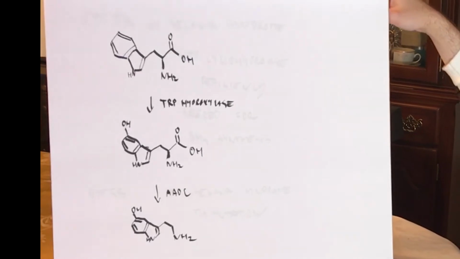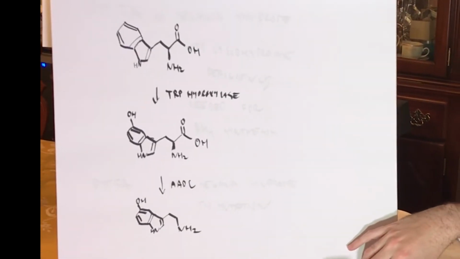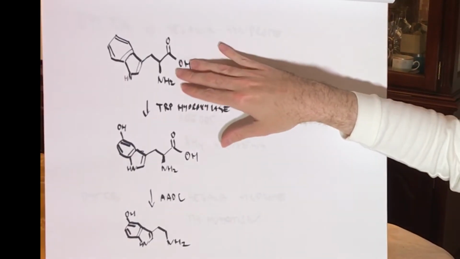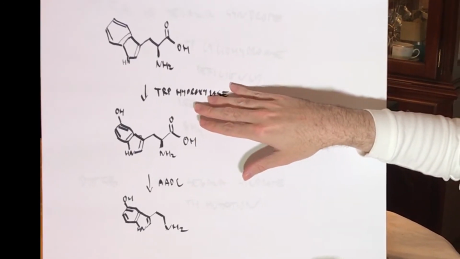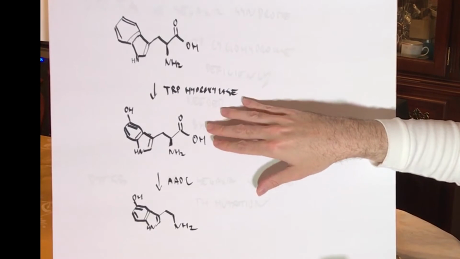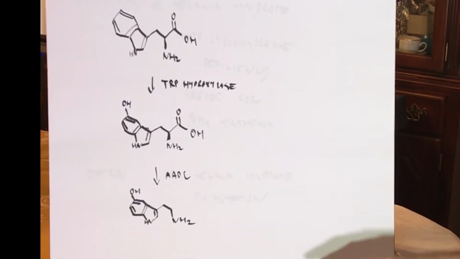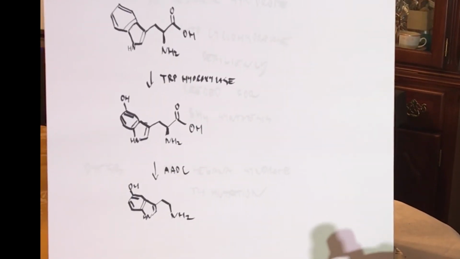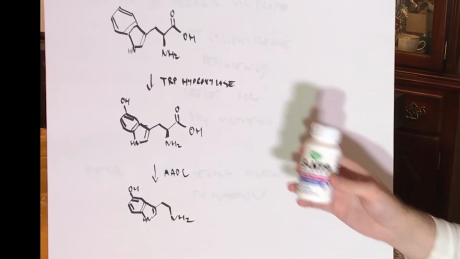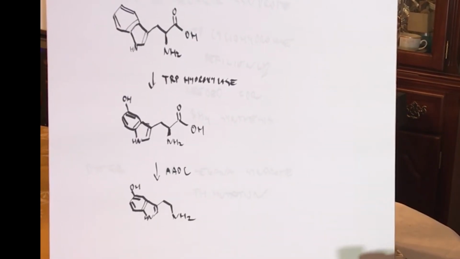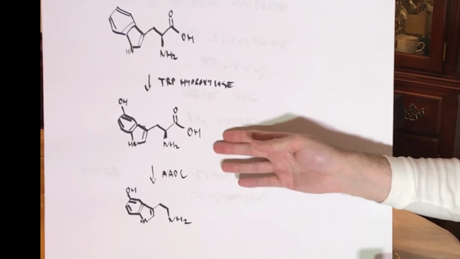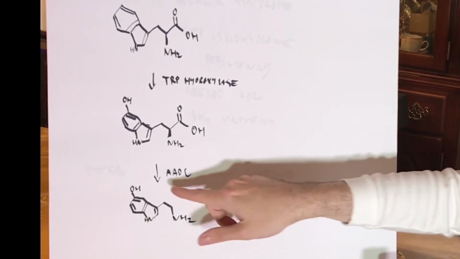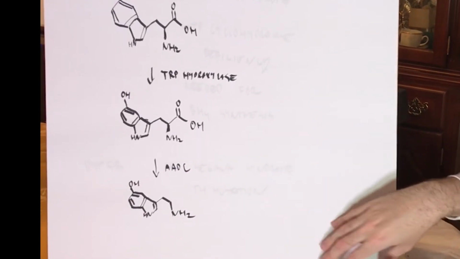We'll mention another pathway here. So this is tryptophan, also an amino acid. Tryptophan hydroxylase converts this into 5' hydroxytryptophan, or 5' HTP, which is the supplement that I'm holding here. And 5' HTP gets converted to serotonin by aromatic amino acid decarboxylase, and we'll mention this a little bit later as well.